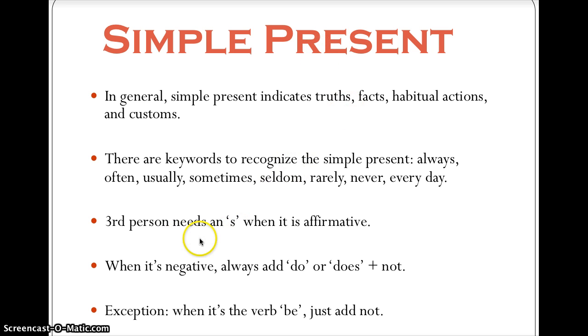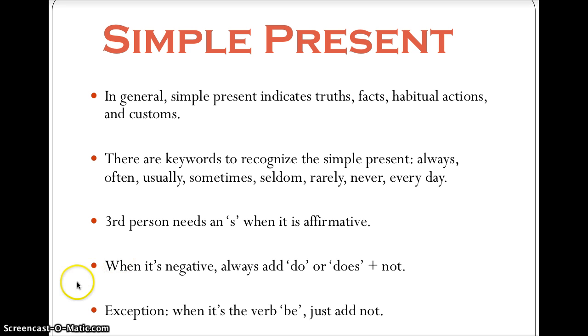When it's the third person, you need to add an s when it's affirmative. And when it's negative, you always need to add do or does plus not. But there's only one exception for the negative in the simple present, and it's the verb to be. So when it's the verb to be, just add not.